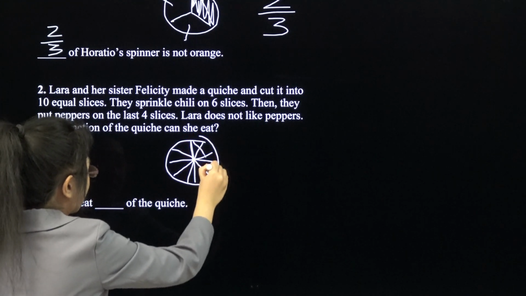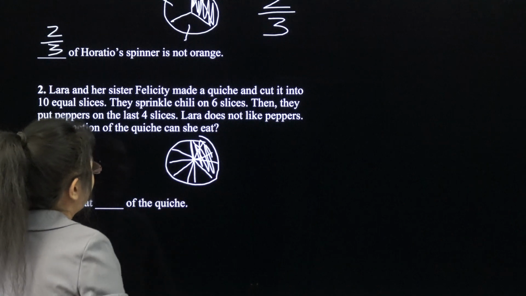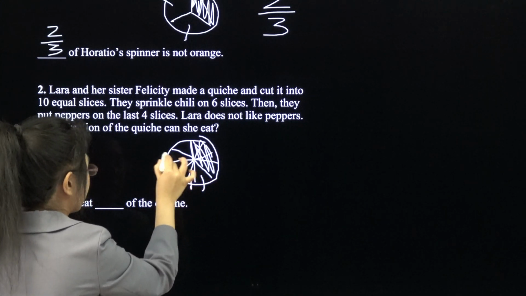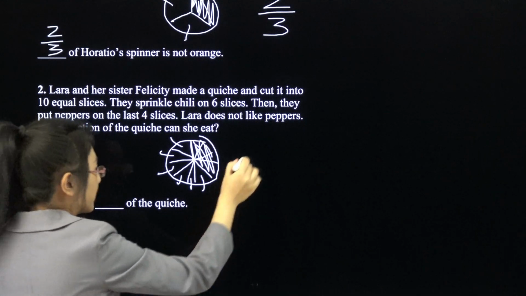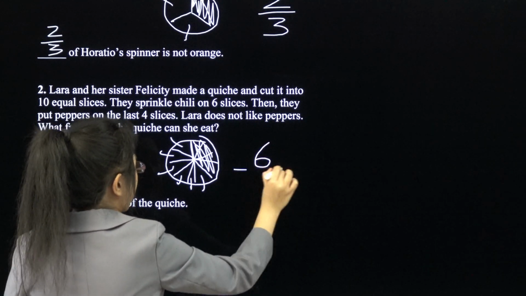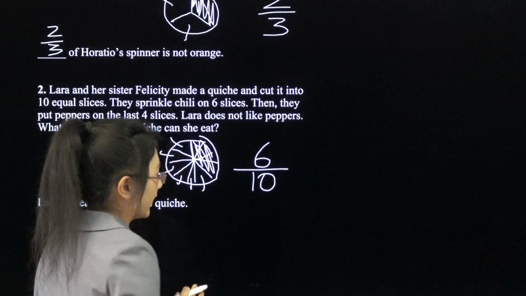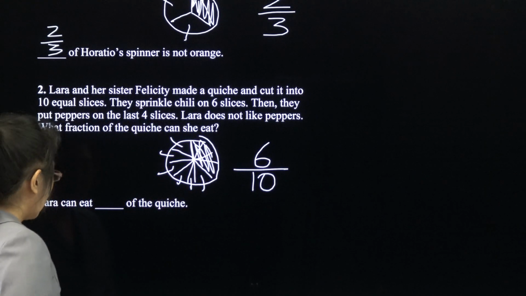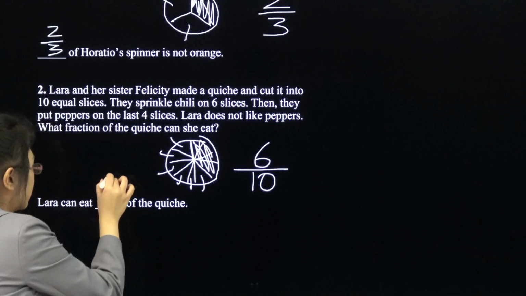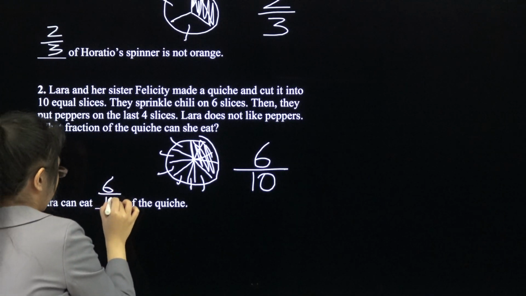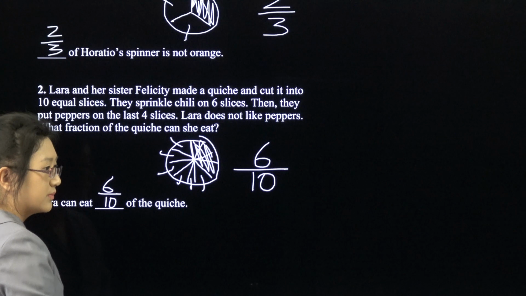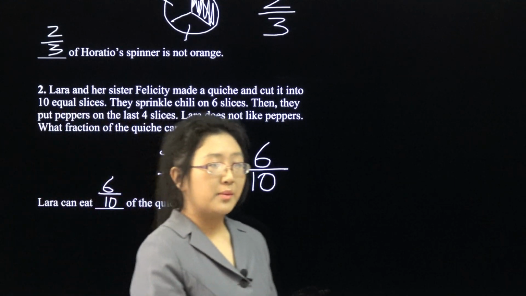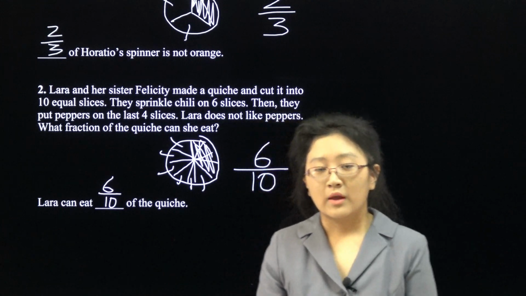There's 4 slices that have peppers, and Lara doesn't like them. So there's 1, 2, 3, 4, 5, 6 slices left. So that's 6 over 10 slices, which means that Lara can eat 6/10 of the quiche. So that's our problem solving section done.